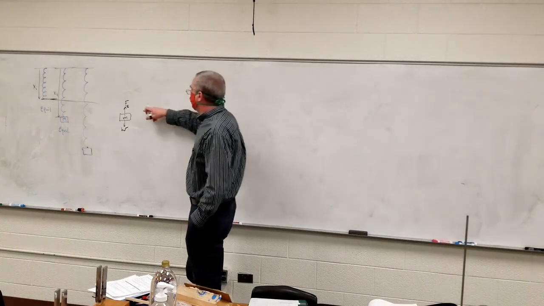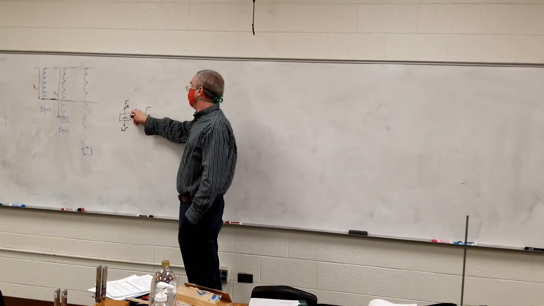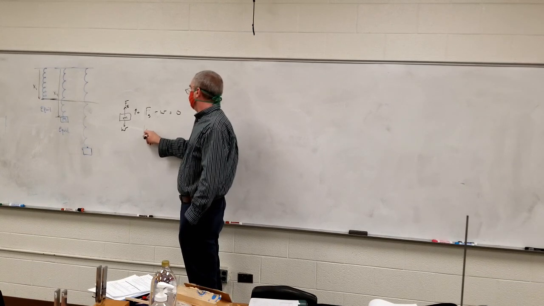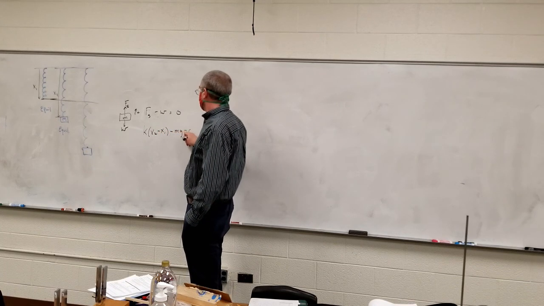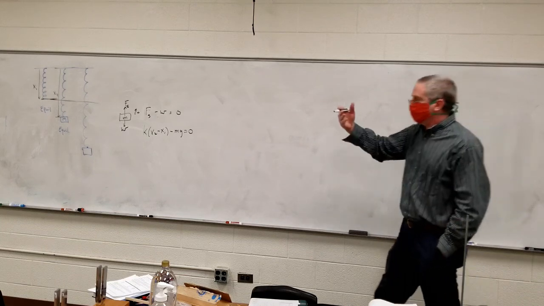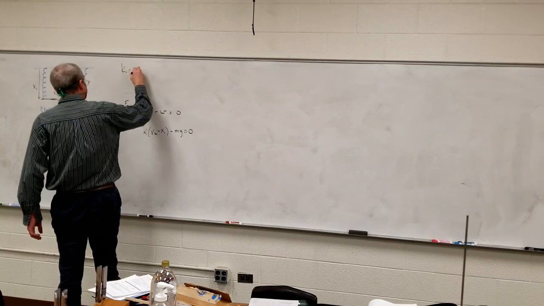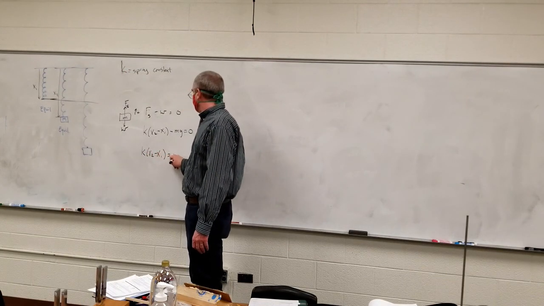So the spring force must be equal to the weight, and let's make it positive. Fs minus W equals 0, and so k(x2 minus x1) minus mg equals 0. K is our spring constant, right? Yes. Okay, let's establish that right now. K equals spring constant. And so I have k(x2 minus x1) equals mg.